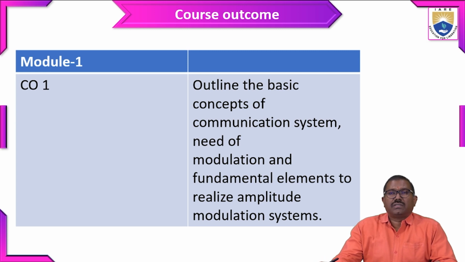This topic comes under module 1. Module 1 is covered by course outcome 1. The first course outcome is to outline the basic concepts of communication system, need of modulation, and fundamental elements to realize amplitude modulation systems. In this module, we covered what is modulation, why we need modulation, what are the elements in a communication system, and what are the different types of amplitude modulation systems.